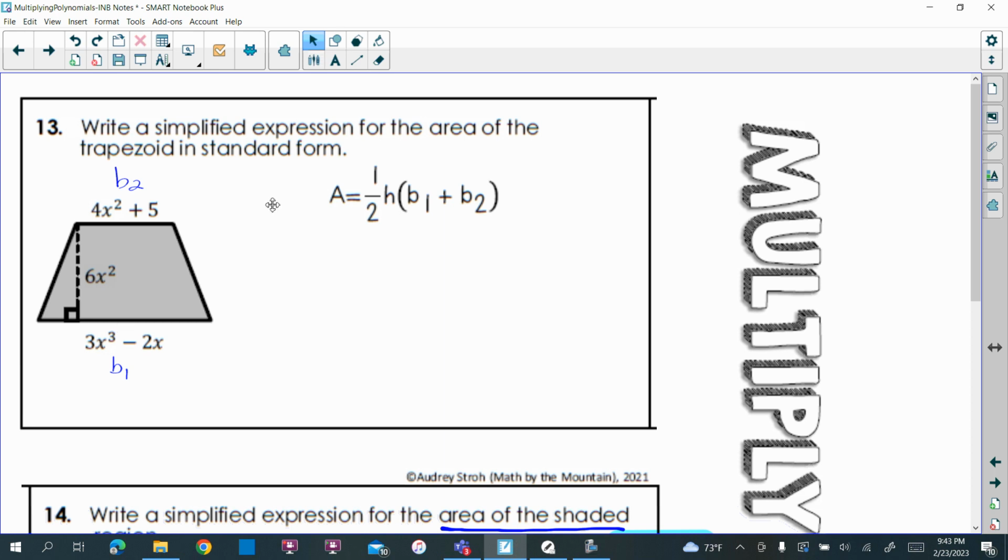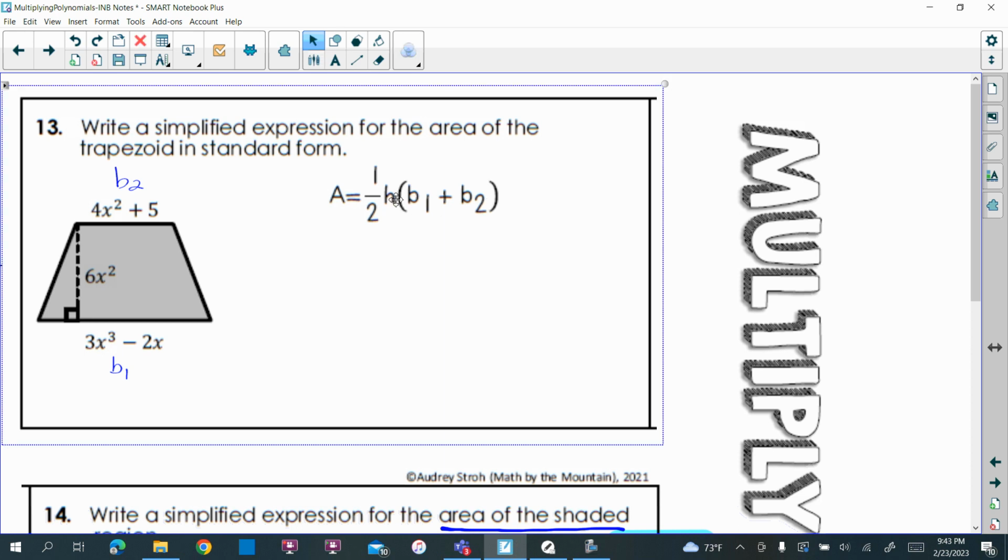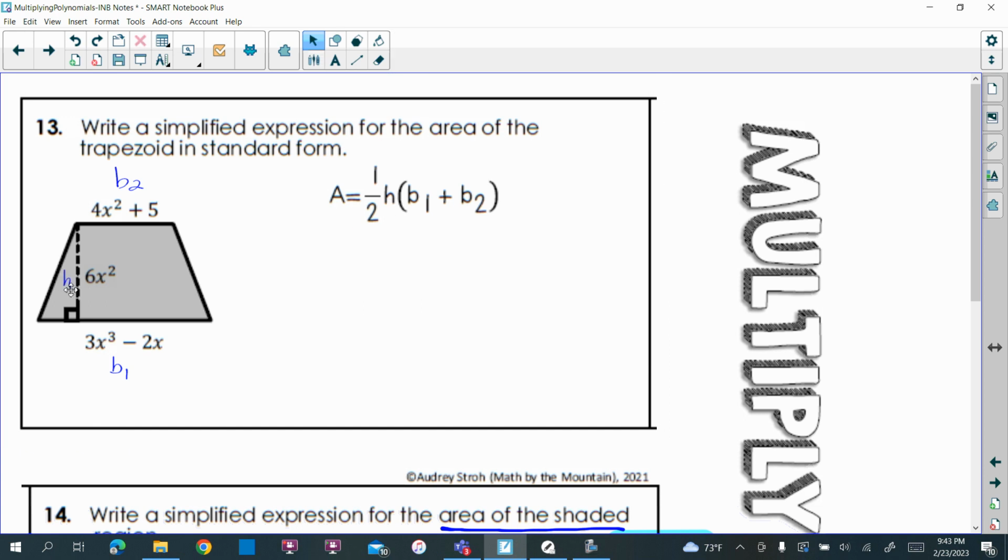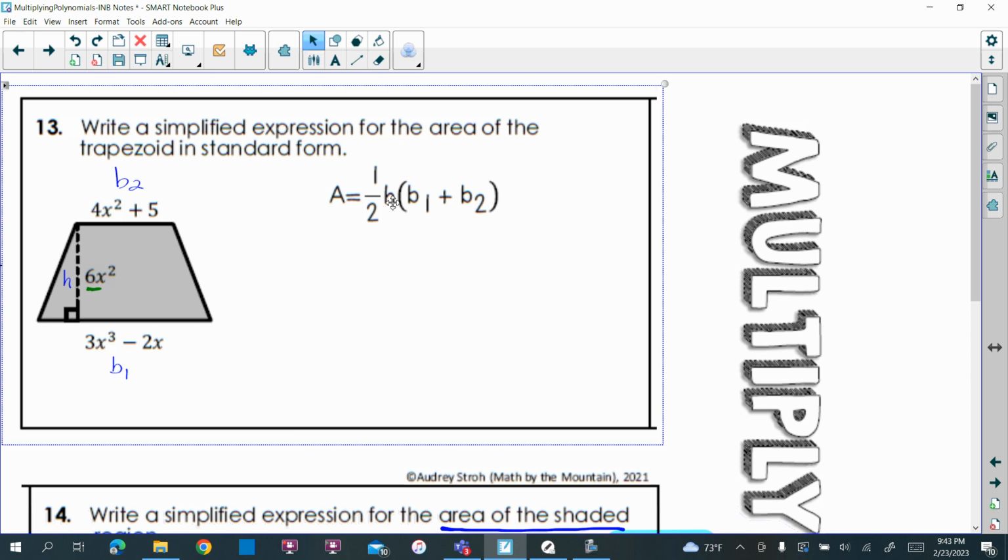And it also has, because in our formula, they gave us the formula right here, 1/2 h parentheses base 1 plus base 2. And then if I'm looking at my h, I think it has it on here, but maybe not. There it is. Our h is this dotted line inside, which represents the 6x squared.